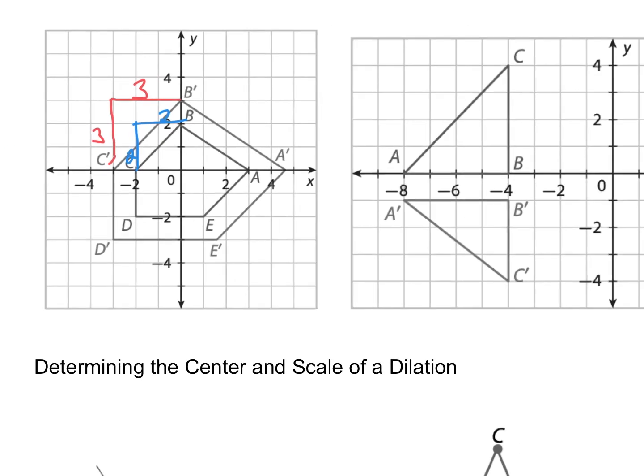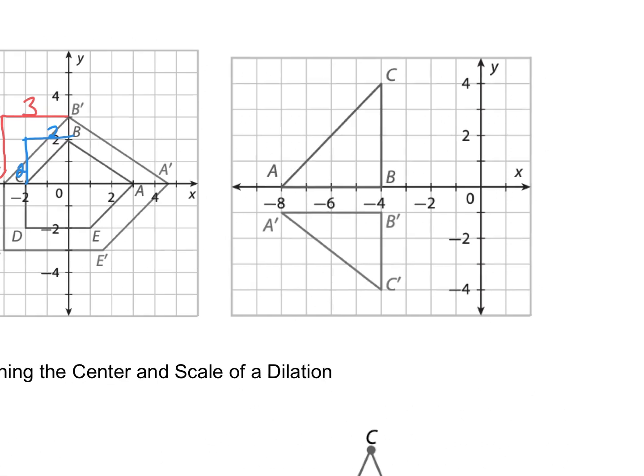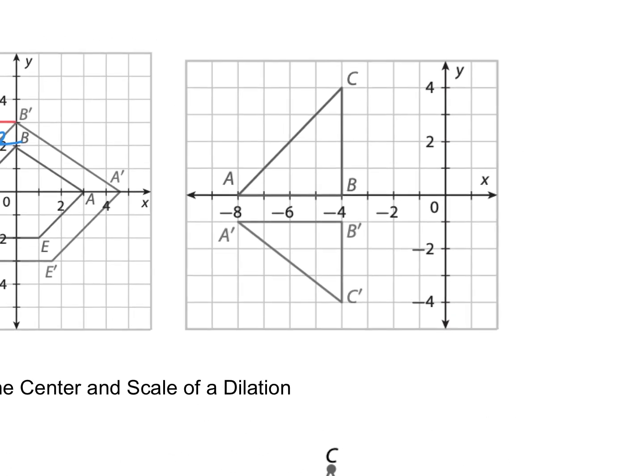And then let's check this one. Well, do you think this one? Only this side increased or decreased. Do you see that? But all the other sides stayed, this side stayed the same. All sides have to increase by the same amount. So this is not a dilation.